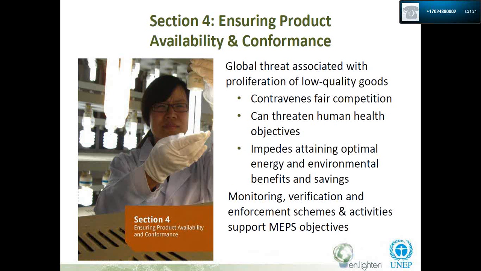Section 4 of the toolkit focuses on ensuring product availability and conformance. The major concern here is that the proliferation of low-quality goods, low-quality lamps, certainly contravenes fair competition. For those manufacturers and importers and distributors who make the effort to bring in high-quality products, low-quality products in the marketplace not only cause confusion, but they can leave a bad impression amongst consumers, and that really can slow down or put up a new barrier to program success.